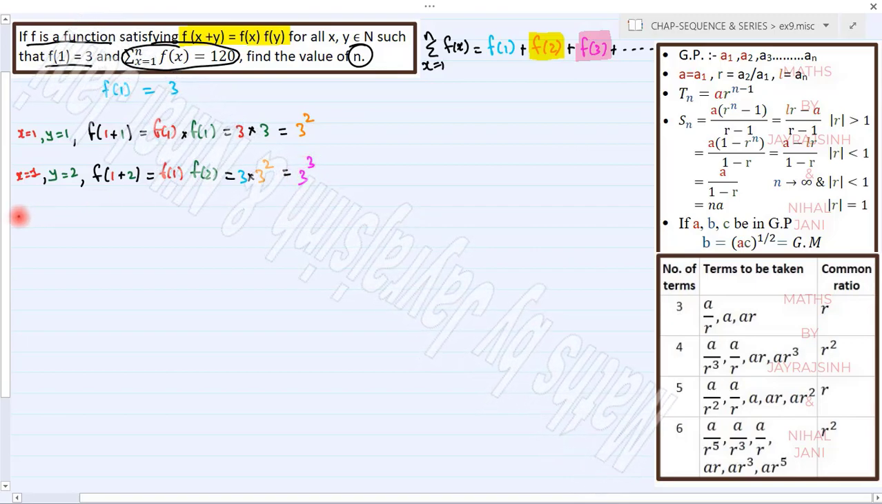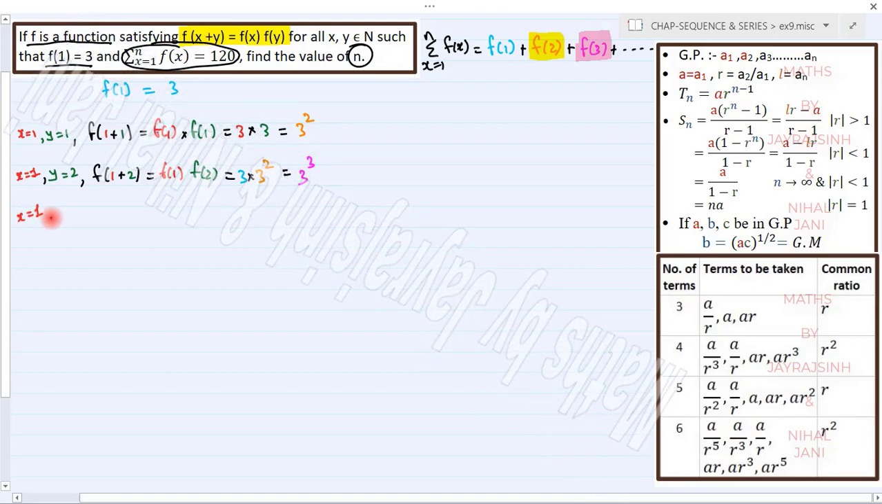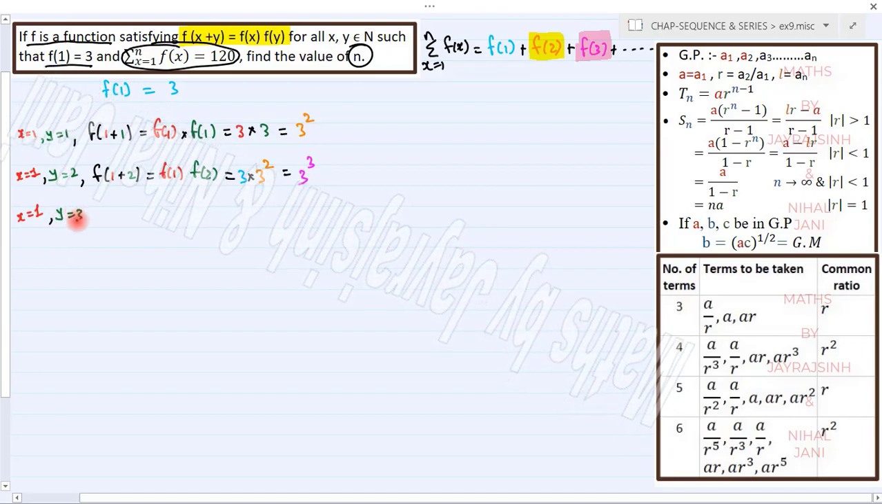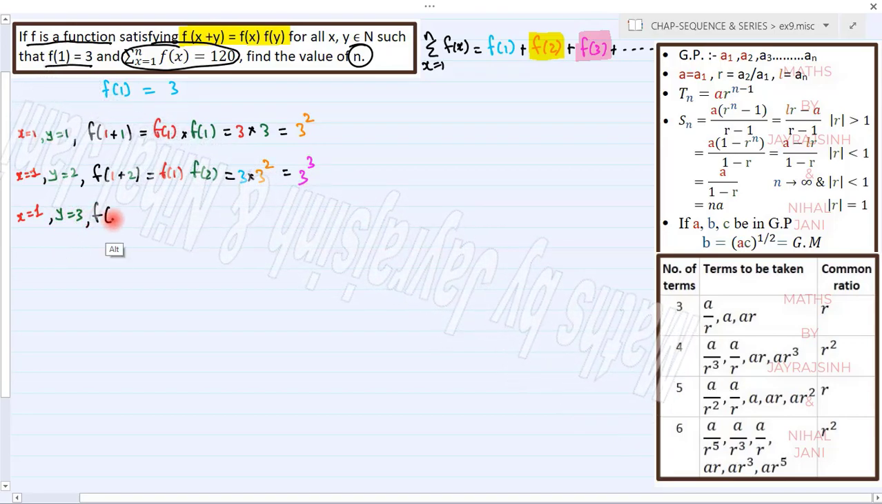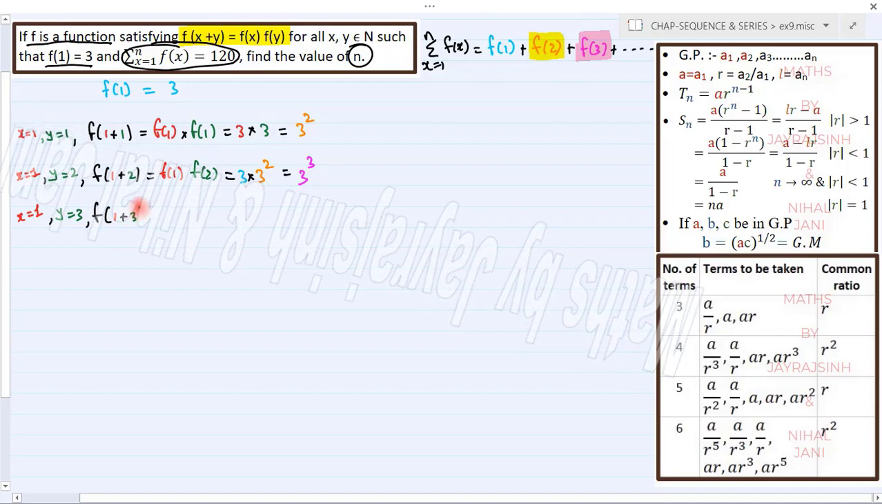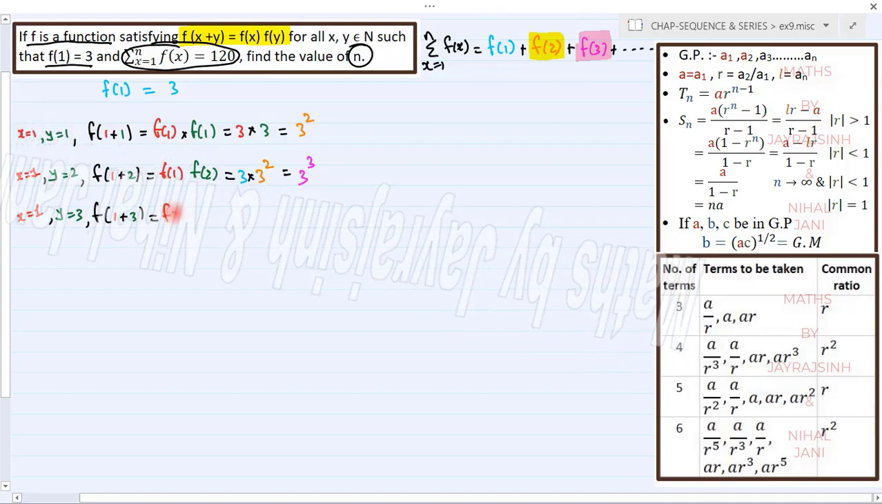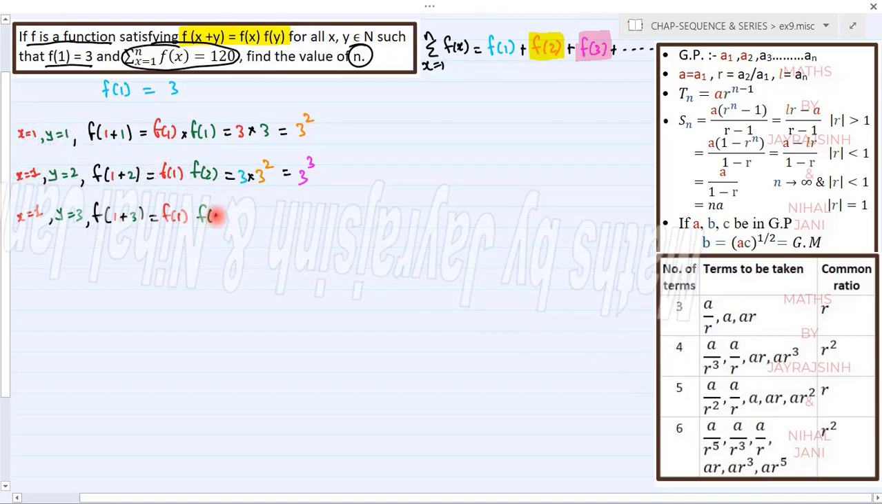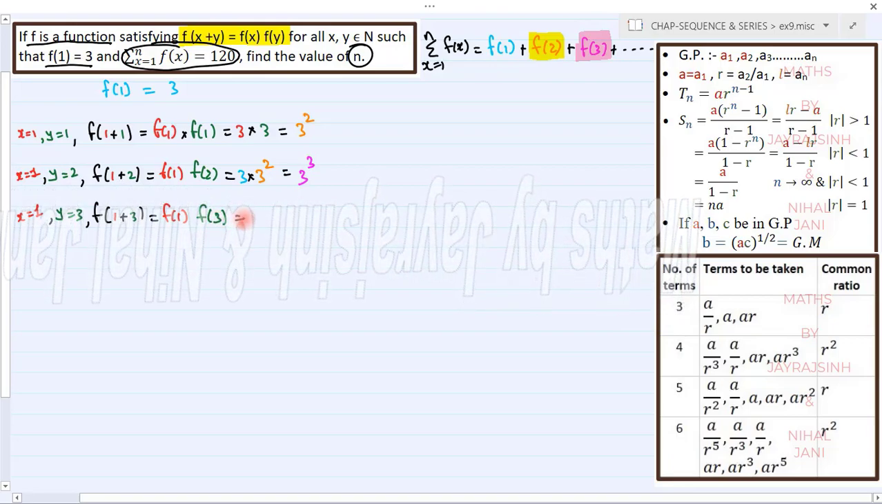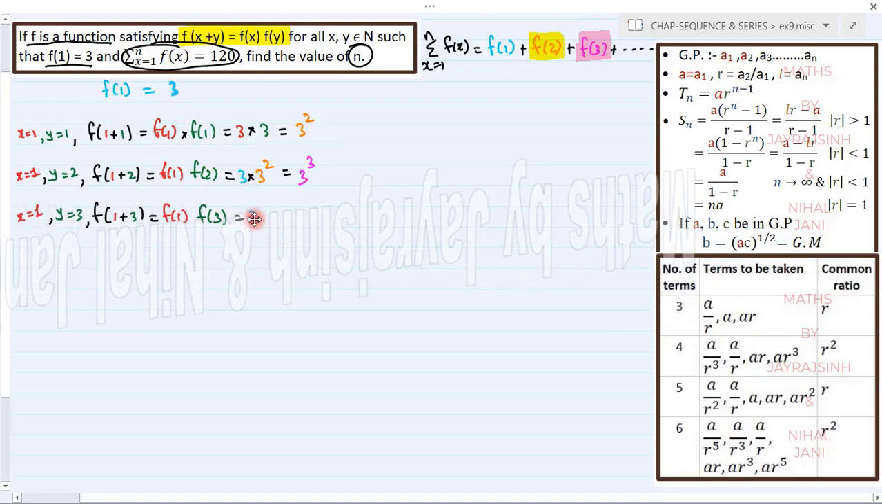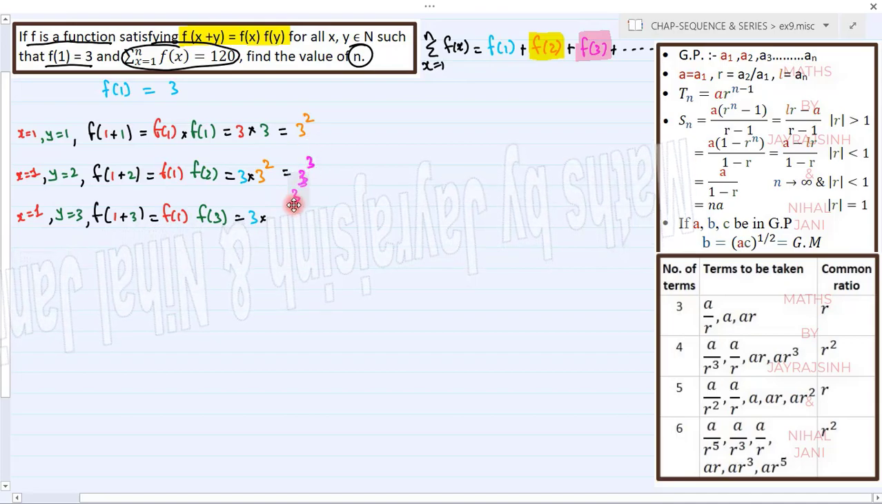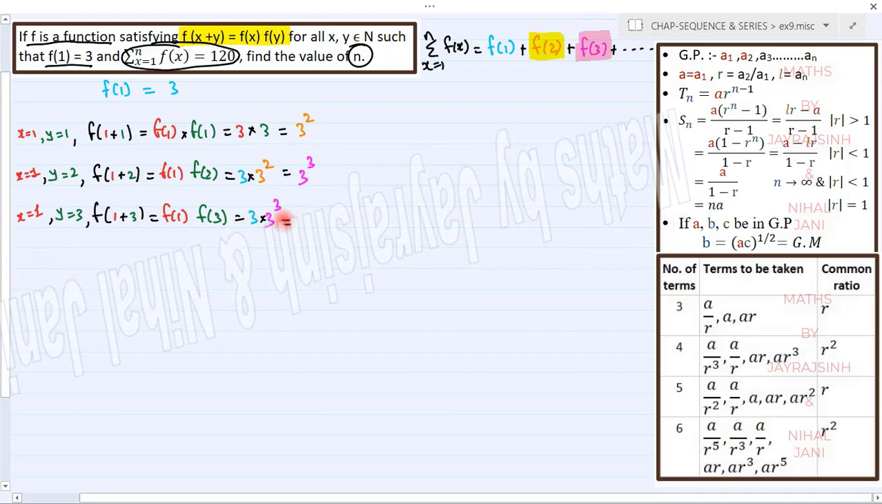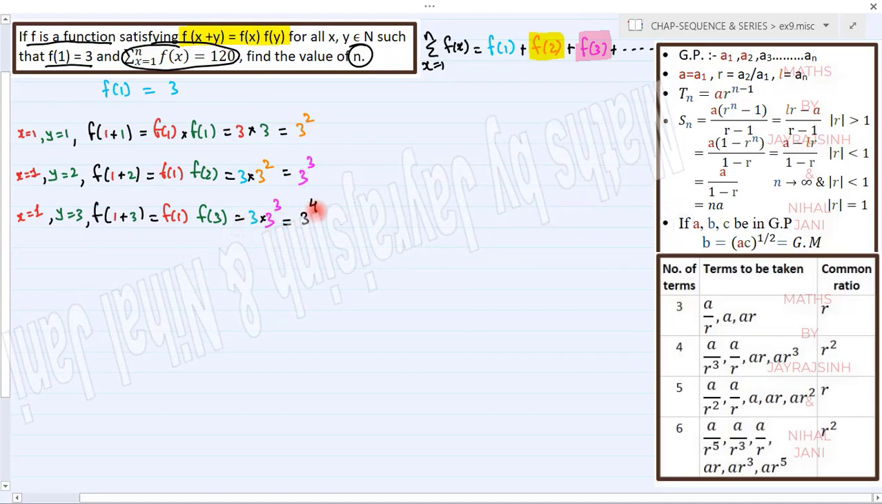Similarly, to obtain f of 4, let's take x equal to 1 and y equal to 3. So you will get f of 1 plus 3 is equal to f of 1 into f of 3. So you'll get 3, which is f of 1, and f of 3, which is 3 cube. So you'll get 3 raised to 4.